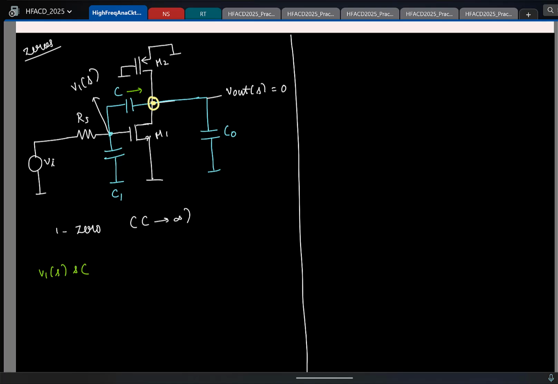And what about the current flowing through the transistor in this direction, upwards? Minus gm1 times V1. The sum of these two currents should be equal to what? 0. Done. So you can easily argue that V1 of S cannot be non-zero, because I am applying a non-zero input, which means I will get some non-zero V1. So the only possibility for this equation to go to 0 is when S is plus gm1 by C.